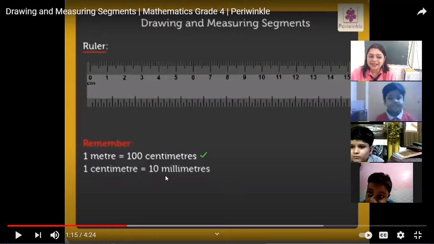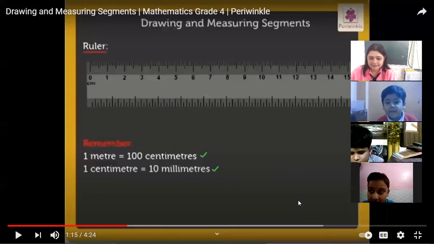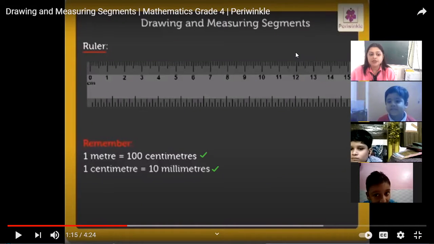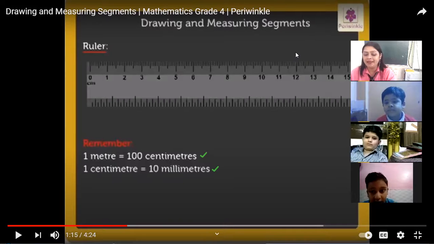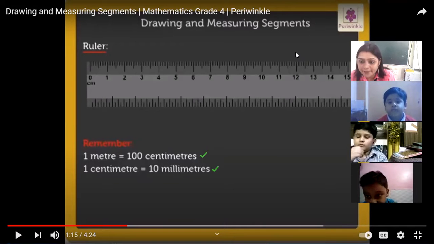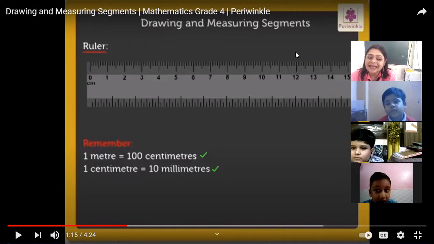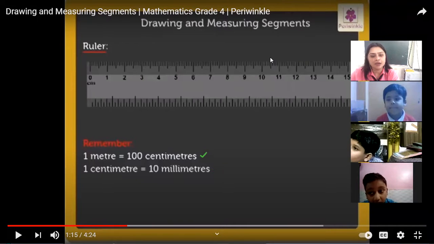Clear? And 1 centimeter is equal to 10 millimeters. Okay, millimeters. So in short, we can write mm for millimeters, and cm for centimeters. Is it clear? Okay, beta. So now we are again going to continue.